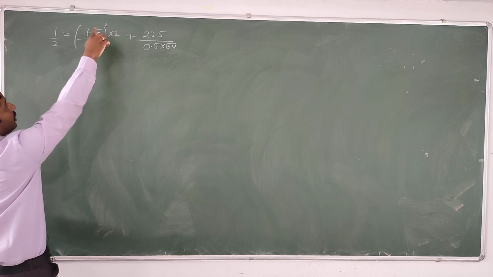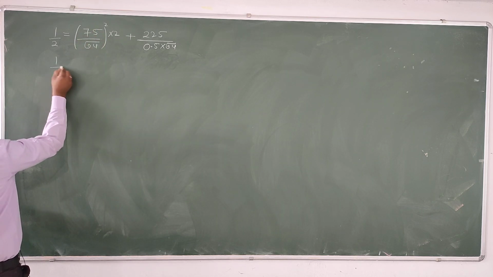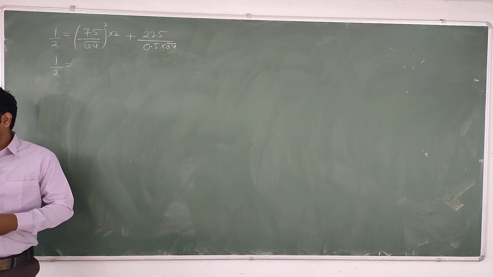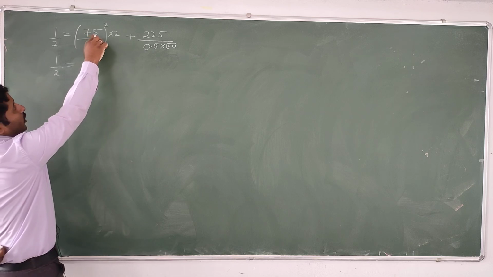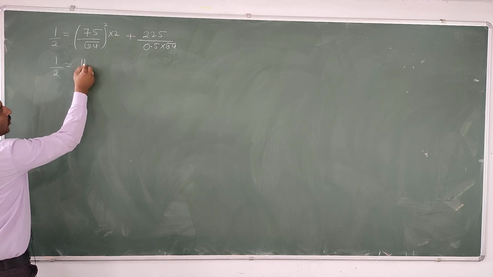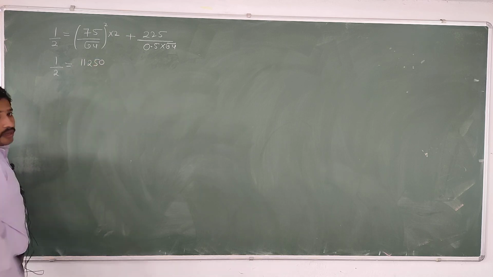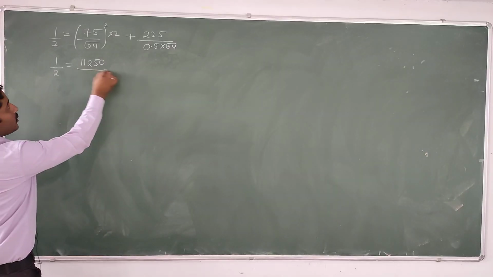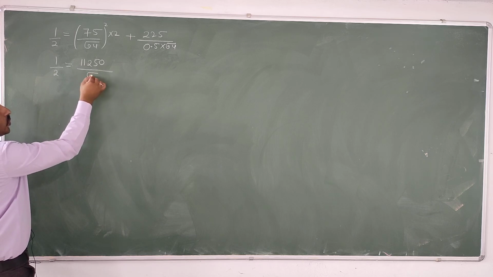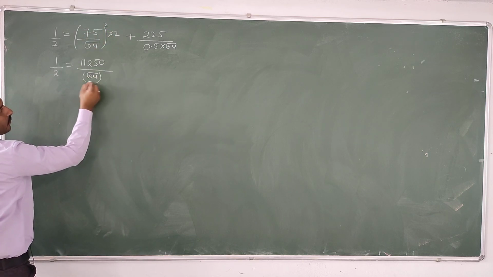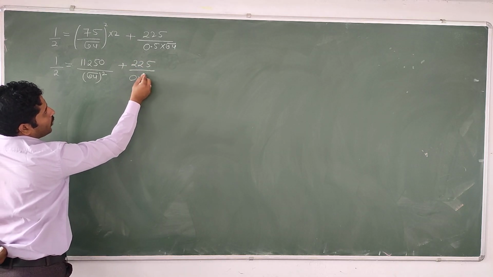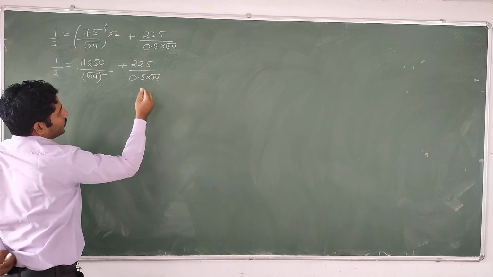Then if you multiply this term, 75 whole square into 2, what value will you get here? You will get 11250. Is it right? Here sigma u is nothing but the ultimate strength. Sigma u whole square, plus 225 by 0.5 into sigma u.